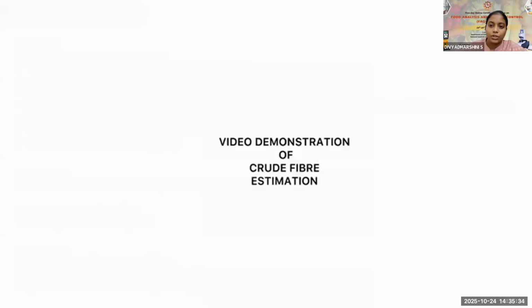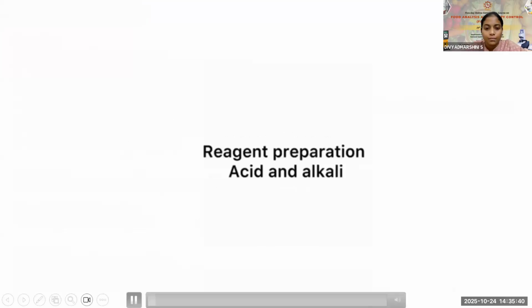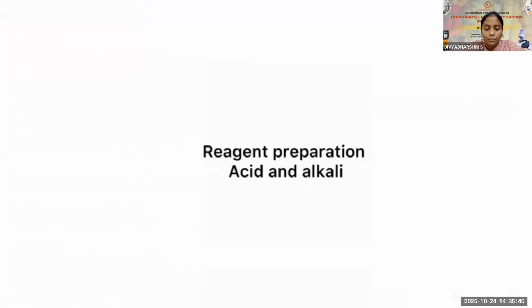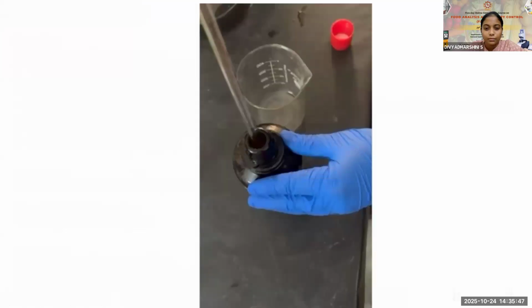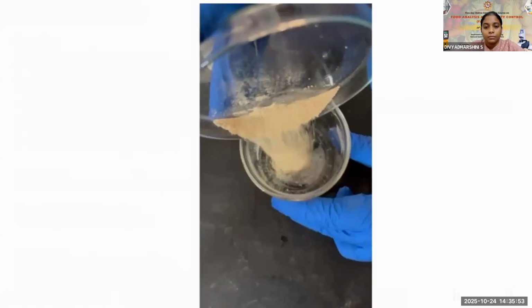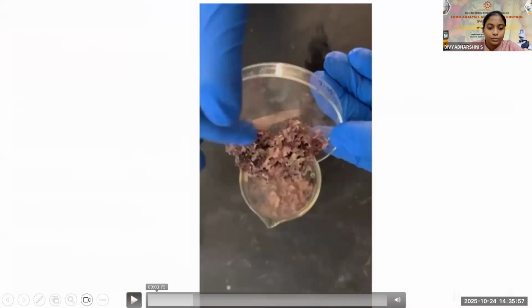Then this is a video demonstration for crude fiber estimation. Now we are seeing the video demonstration of crude fiber estimation. Starting with reagent preparation, we have to prepare 1.25% of H2SO4 and 1.5% of NaOH solution, and we have to take the defatted sample for this analysis. First, we will be going for the acid digestion, pouring 200 ml of this acid.